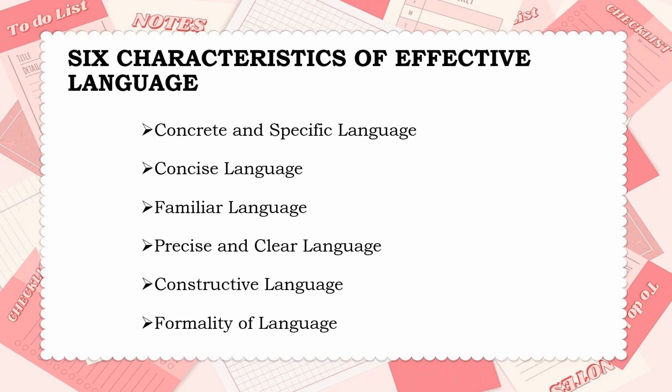Next is the precise and clear language. Using appropriate language is a tricky matter because the meaning of words is relative and situational. This implies that words can be interpreted in different ways by different people in different situations. You may be misinterpreted by a different audience.